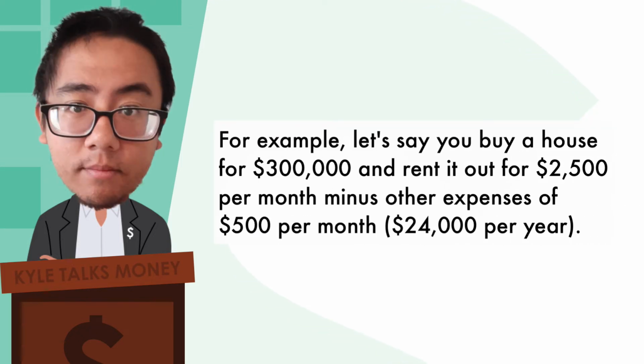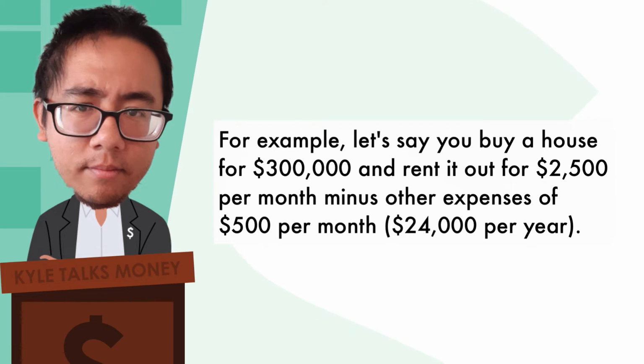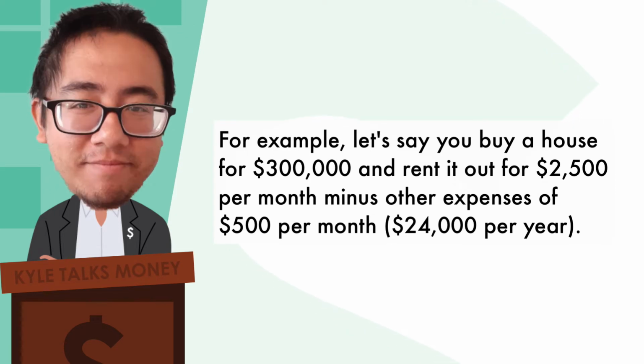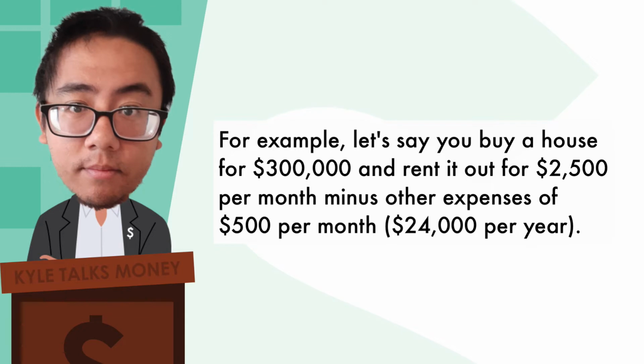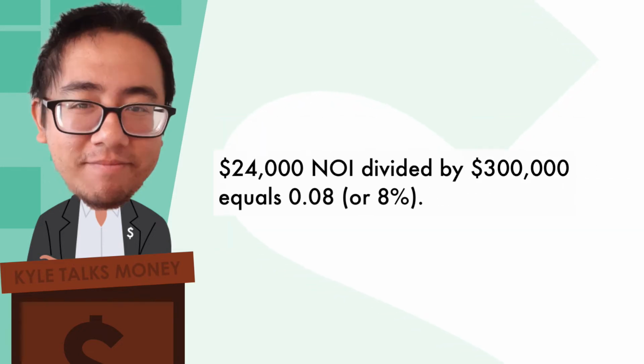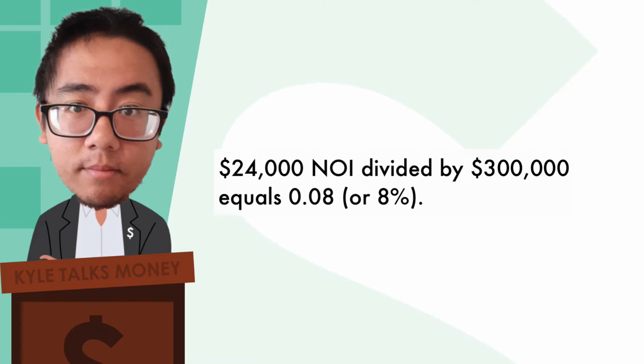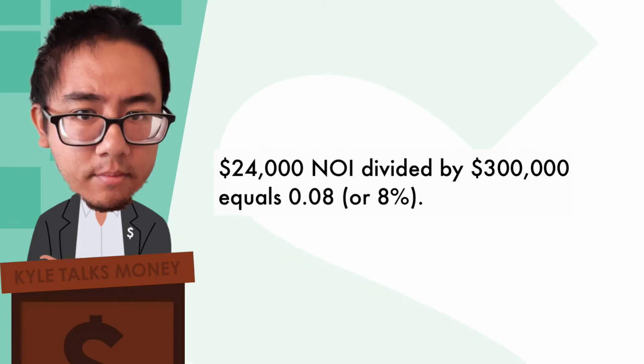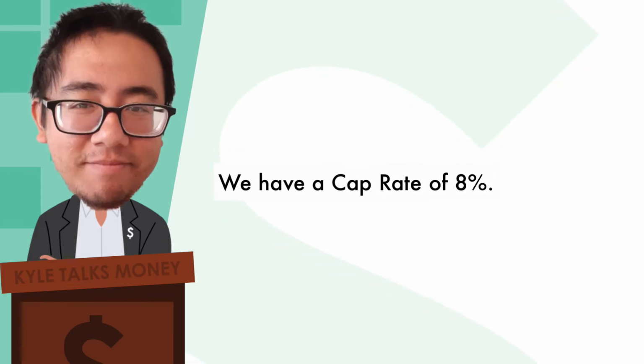For example, let's say you buy a house for $300,000 and rent it out for $2,500 per month, minus other expenses of $500 per month, which is $24,000 per year. $24,000 NOI divided by $300,000 equals 0.08, or 8%. We have a cap rate of 8%.